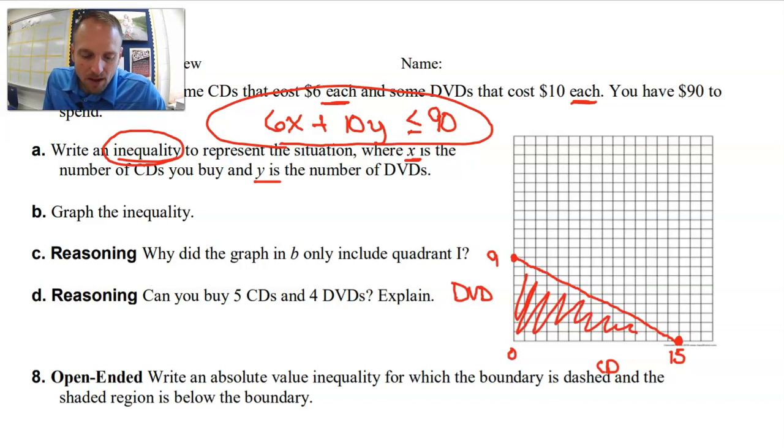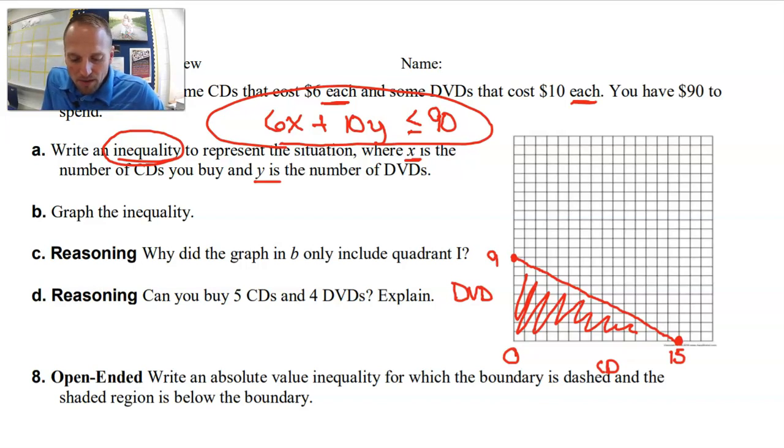Okay. Letter C, why did the graph in B only include quadrant 1? Well, if I would make this whole graph right here, just like this, so it looks like a normal coordinate plane with all 4, you'd see it's only up in that first part. And the reason is because all the other parts are negative, and we can't buy a negative number of CDs or DVDs, so they have to both be positive.